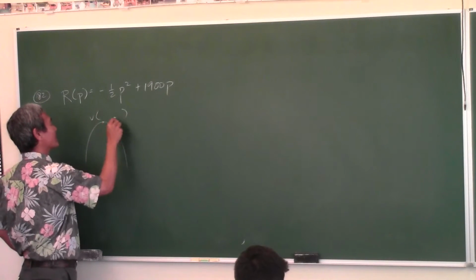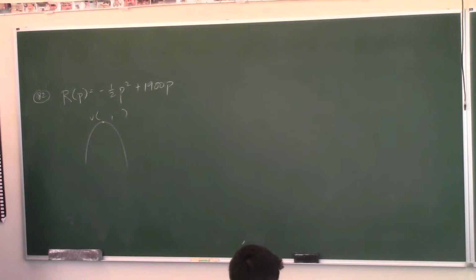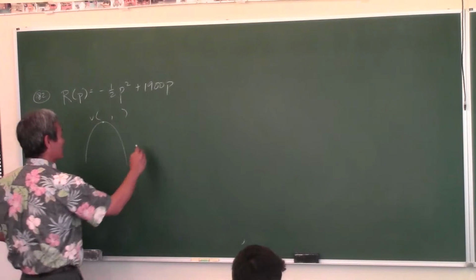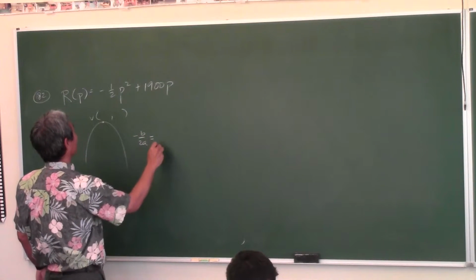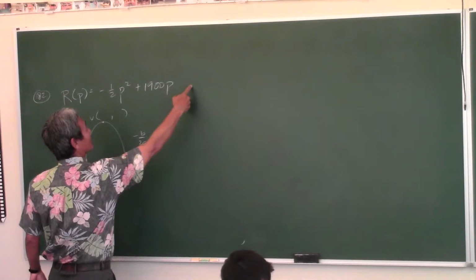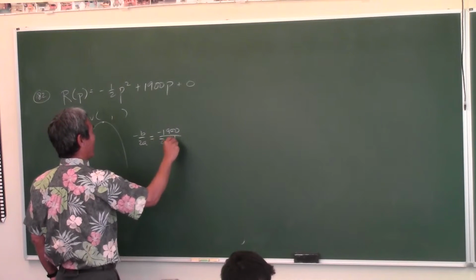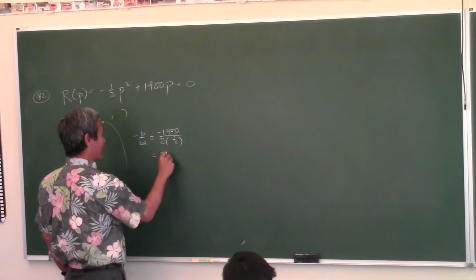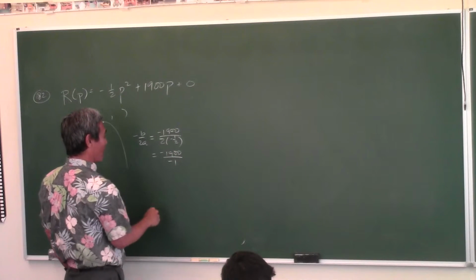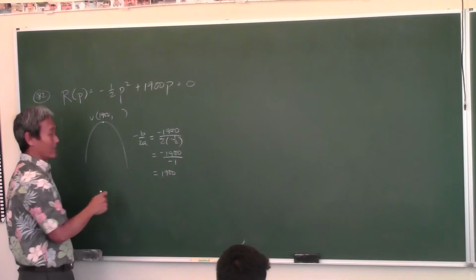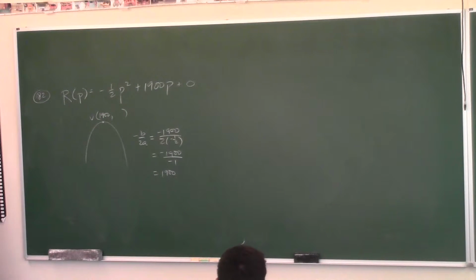So how do we find the vertex of a parabola again? This is last night's homework. What's the fastest way? Complete the square or negative b over 2a? Yeah, negative b over 2a, either way, but negative b over 2a is just a lot faster. So negative b over 2a is what? This is a, this is b, and c is 0, because there's nothing there. So negative b all over 2a comes out to negative 1900 over negative 1, which is just 1900. So we know the p-coordinate of the vertex is 1900.